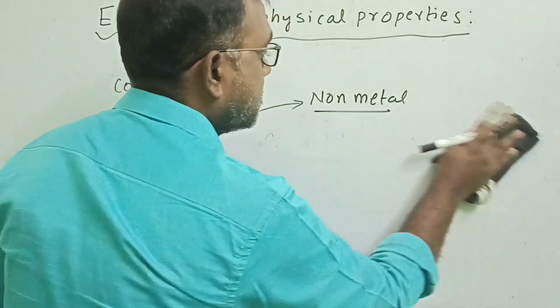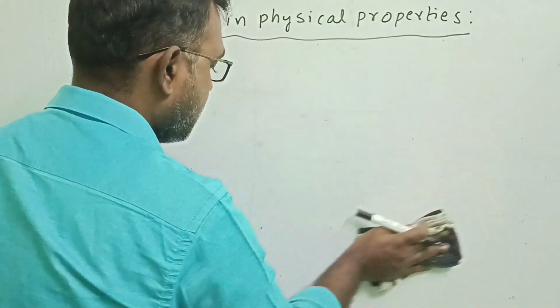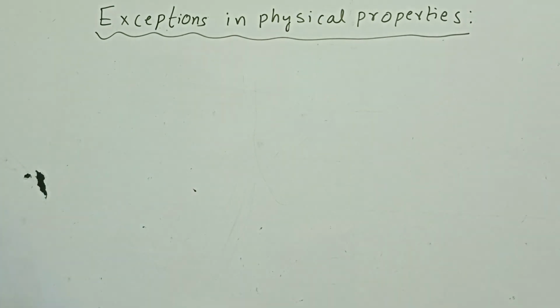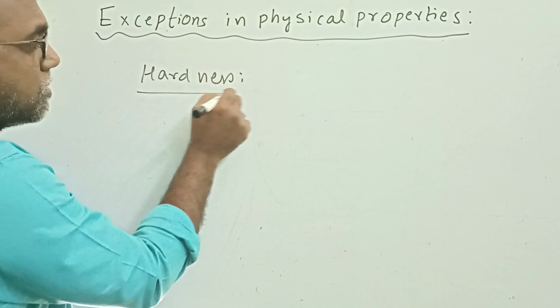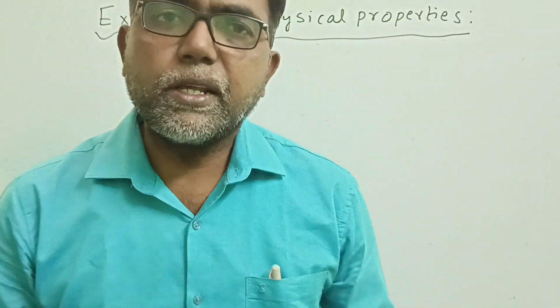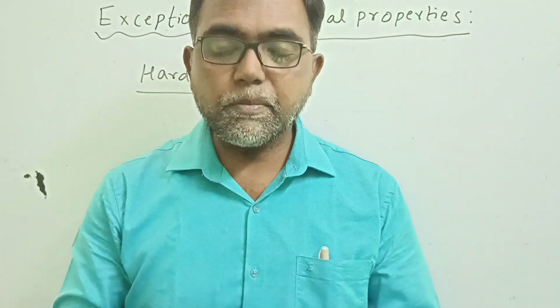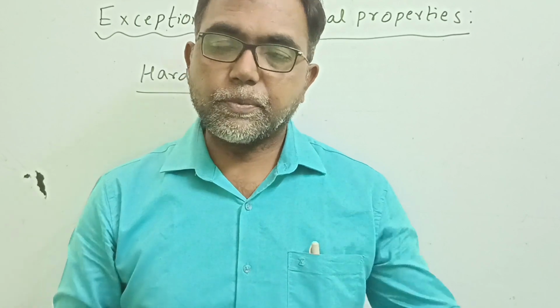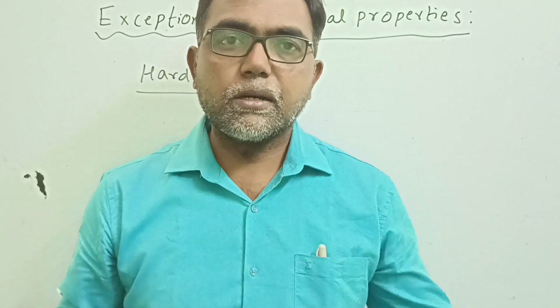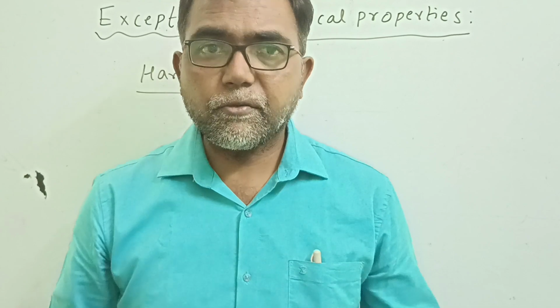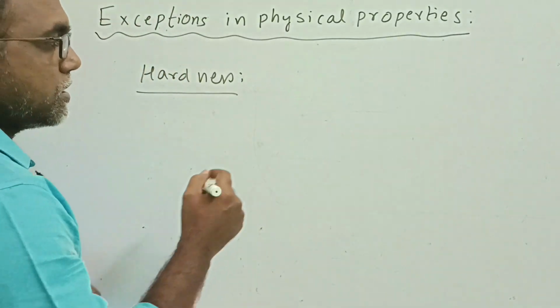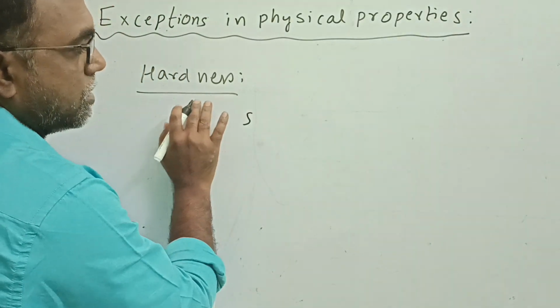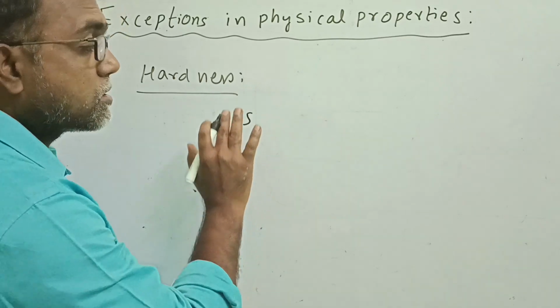Next, hardness. You know very well, the metals are very hard. Because of their hardness property, metals are used for construction purposes, making bridges, railway engines, railway platforms, railway tracks, because of the strength of the metals. But there are a few metals which are very soft in nature.